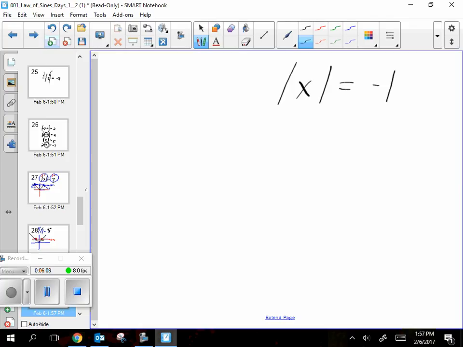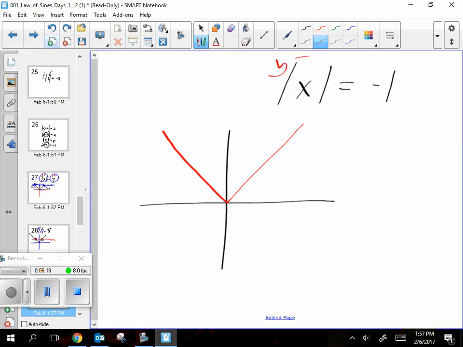Only if you had a negative on the outside. Is there a negative on the outside? No. So let me show you why this graph doesn't work, because watch, it works. Actually, it works beautifully. That's the graph of y equals x. What's the graph of y equals -1? It's a line that runs down here. Where do these two cross? They don't cross. So there's no solution.